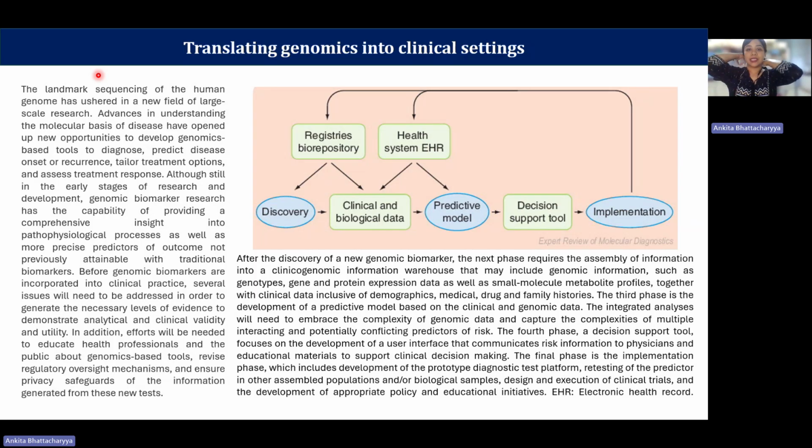Although it is still quite preliminary at this stage, it's still something that people are studying, trying to optimize, trying to make clinically more feasible. Still, genomic biomarker research is so important, and it has the capability of providing a lot of insight into pathophysiological processes, as well as more precise predictors of outcome that were not previously attainable with traditional biomarkers.